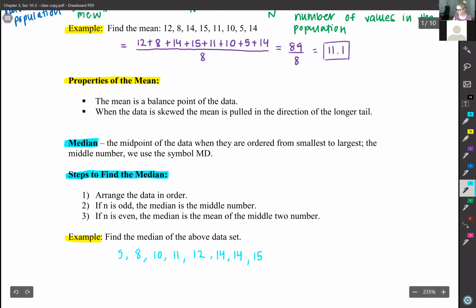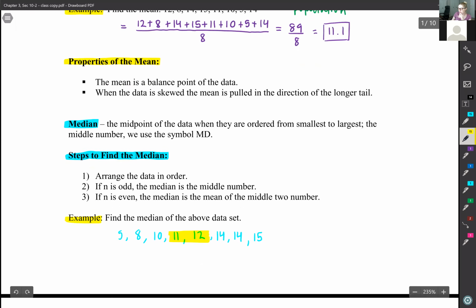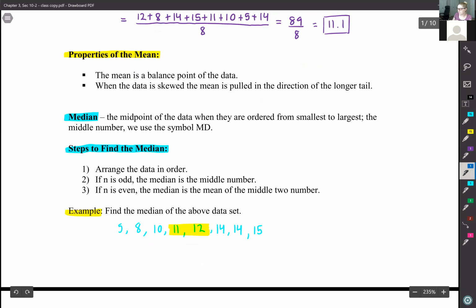But to solve that problem, we just take the mean of the two middle numbers. The two middle numbers here would be 11 and 12 because there are 3 numbers on each side of them. So I know those two are in the middle. And to find the median, what I do is just take the mean of these two numbers. So I just add them together, 11 plus 12, and divide by 2. So this ends up being 23 divided by 2, which is equal to 11.5.